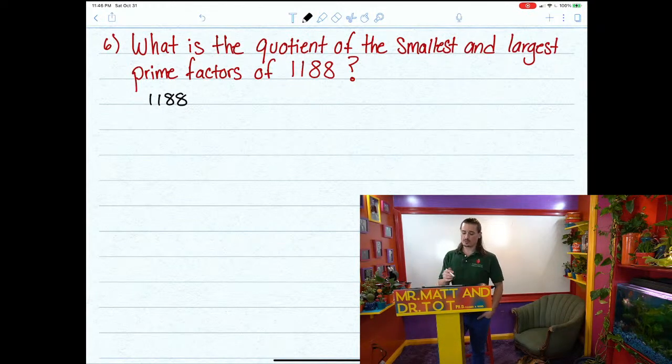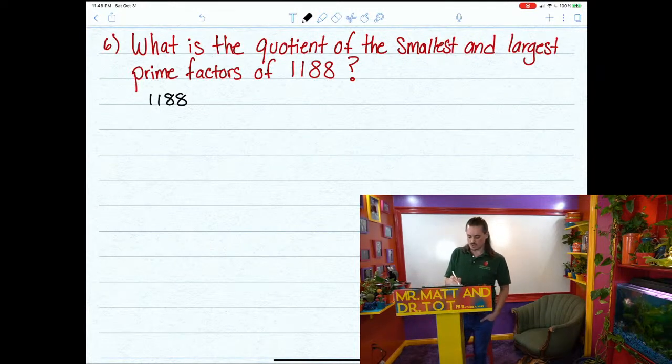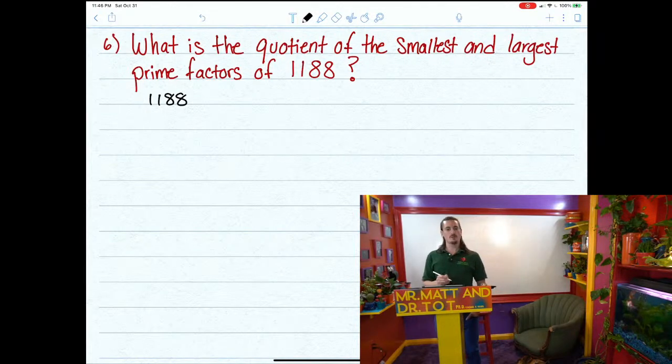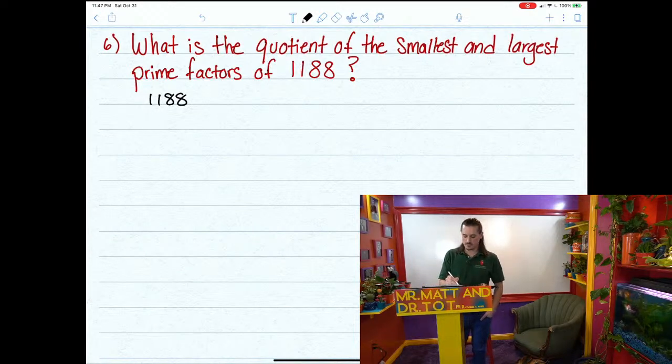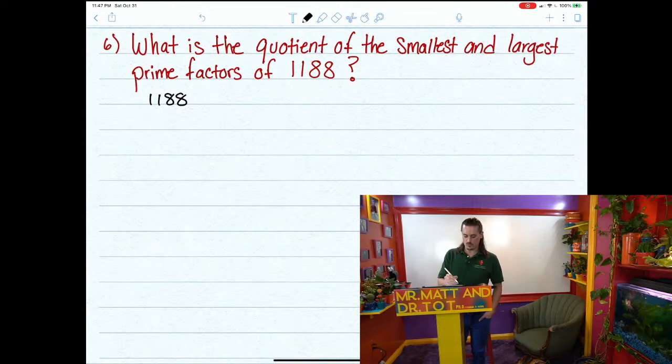So 1 plus 1 plus 8 plus 8 is 18. 18 is divisible by 9. So if I take 1188 and divide it by 9, I get 132. Notice that 1 plus 3 plus 2 is 6. 6 is divisible by 3, so I know that this number is also divisible by 3. And that breaks down into 3 times 44. 3 is prime. 9 breaks down into 3 times 3.